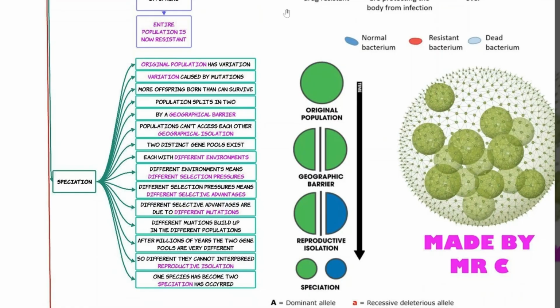When one species has become two, we say that speciation has occurred, and here I've misspelt occurred quite badly. Remember, the definition of a species is a group of similar individuals that are reproductively isolated that can produce fertile and viable offspring. Fertile means you can make gametes, and viable means you live long enough to use them.